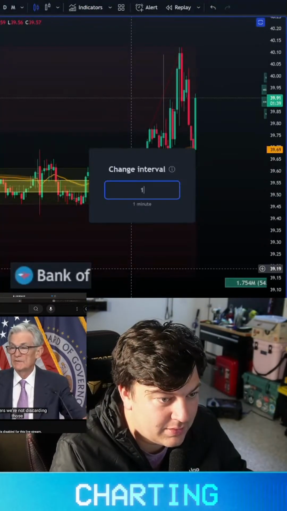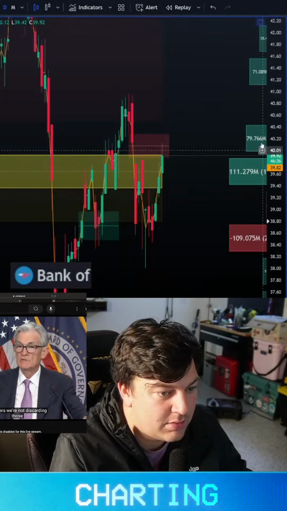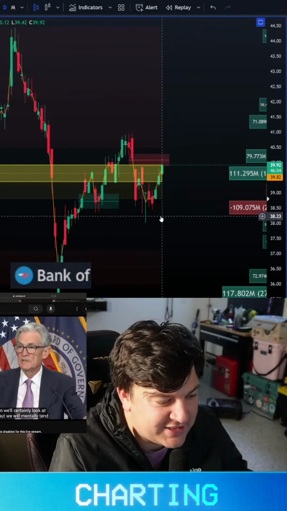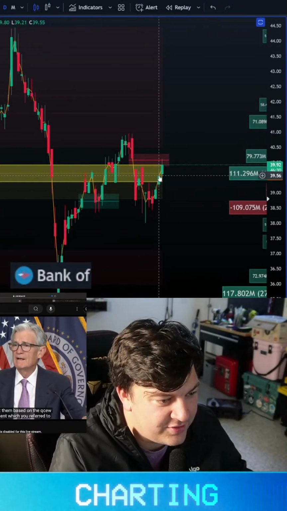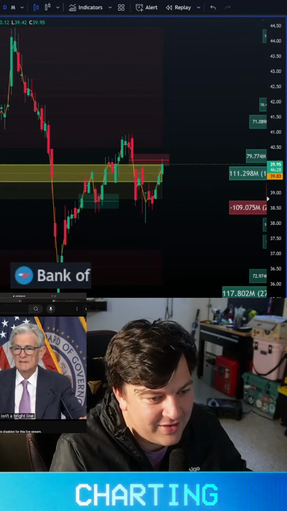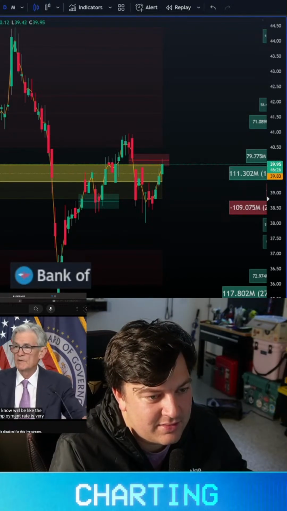I mean, we'll certainly look at those, but we will tend to adjust them based on the BIC adjustment, which you referred to. There isn't a bright line. The unemployment rate's very important, of course.